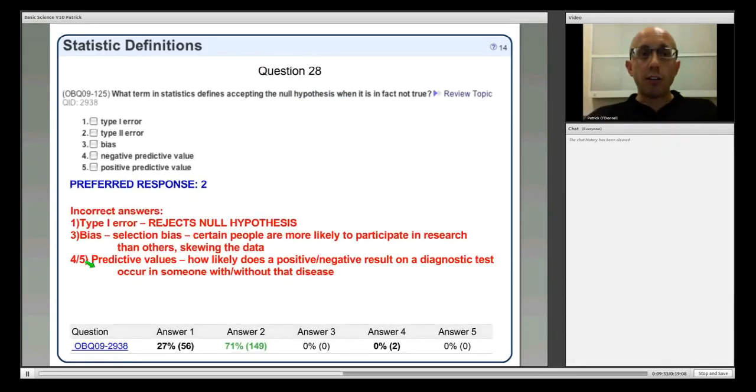Question 28. What is the term in statistics that defines accepting the null hypothesis when it is in fact not true? Well, your correct answer is type 2 error. 71% of you got that correct. So let's look at this. Type 1 error, this is where you reject the null hypothesis. Not accept it, you're rejecting the null hypothesis. Number 3, bias, a selection bias as an example, where certain people are more likely to participate in research than others, which skews the data. 4 and 5, predictive values. How likely does a positive or negative result on a diagnostic test occur in somebody with or without that disease?